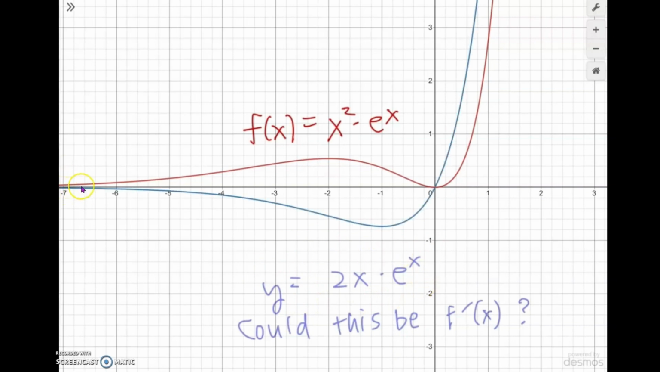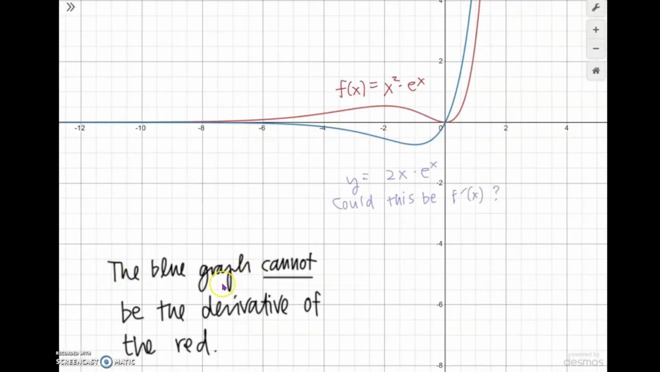So this blue graph is y equals 2x times e to the x. And we can see that this graph is negative in here, but the derivative of the red should be positive right in here. Should be 0 right about here, and this blue graph is definitely not 0. So we definitely have some problems. This function here, 2x times e to the x, cannot be the derivative of f of x. So the blue graph cannot be the derivative of the red.